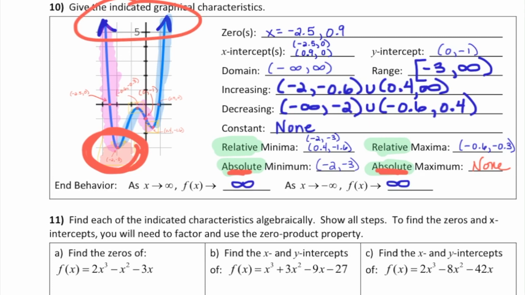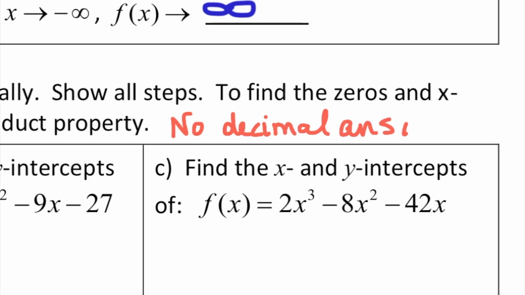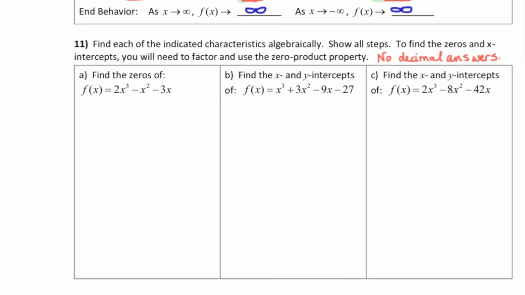Now, for number 11, what I didn't say and should have is that I don't want you to have decimal answers. So no decimal answers. And really the idea here for the x-intercepts or zeros is to factor and set everything equal to 0. And then for B and C, you also want to find the y-intercepts.